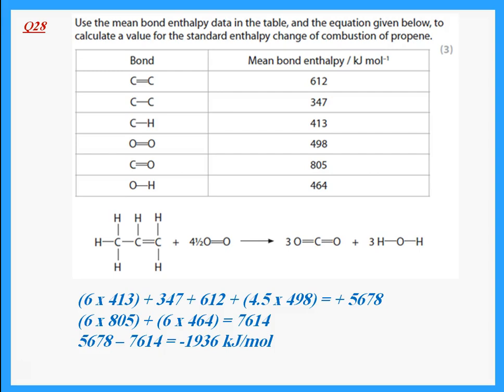Then on the other side, I have C double bond O. C double bond O is 805, and I have how many? Each carbon dioxide has 2, and I have 3 of the carbon dioxide, so that means I have a total of 6 C double bond O, plus a total of 6 O-H bonds, and that gives me the value for the energy that is released in the products. Now we said reactants minus products gives me the overall delta H.